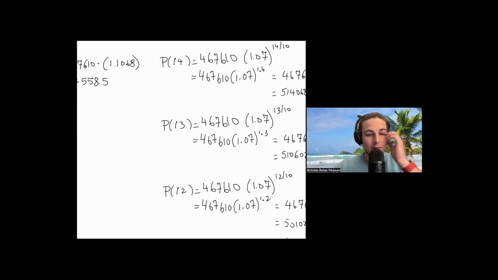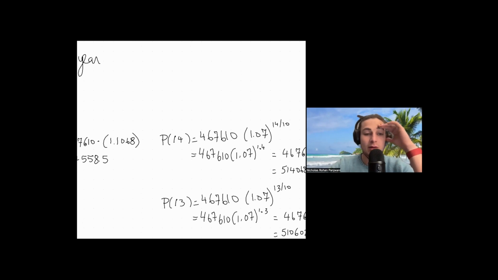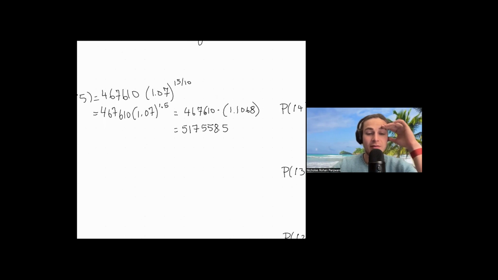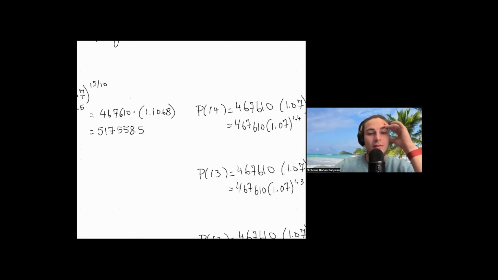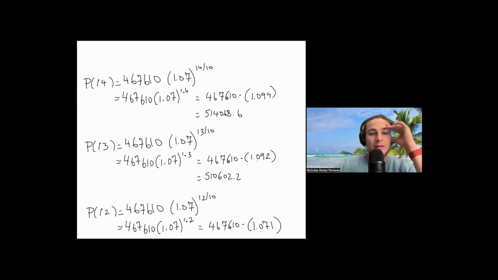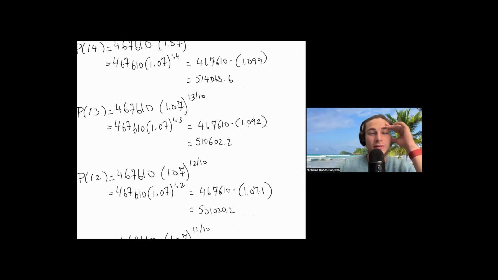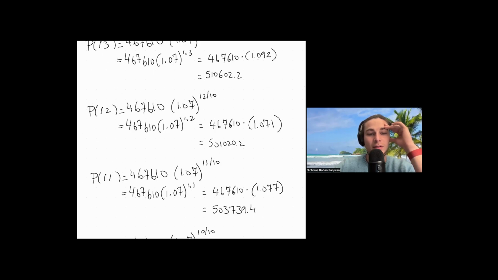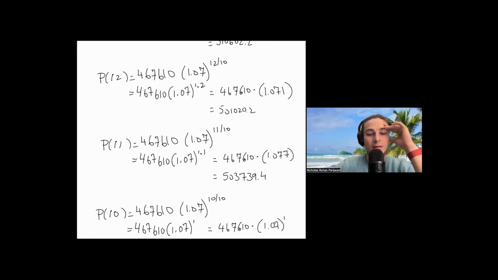Okay, so this is what we got for each of those values. So for 15, we got 517,558.5. And even though I write this 1.1068 in the calculator, I'm using the expanded version to get this number, just in case, FYI, you get slightly different rounding stuff. So just take a look at these. Basically 514,000, 510,000, 501,000. Okay, so there's a discrepancy here.